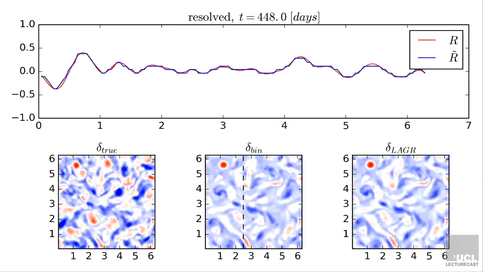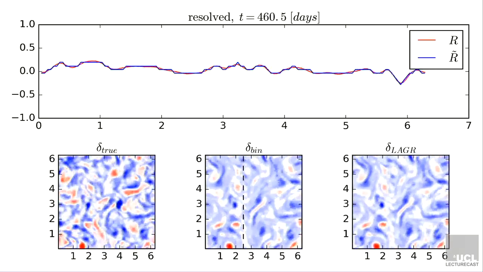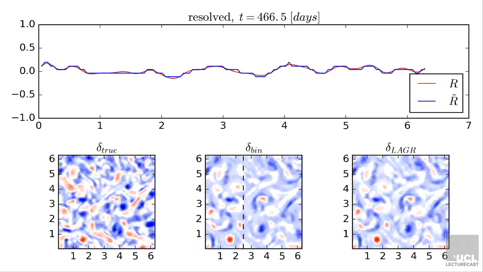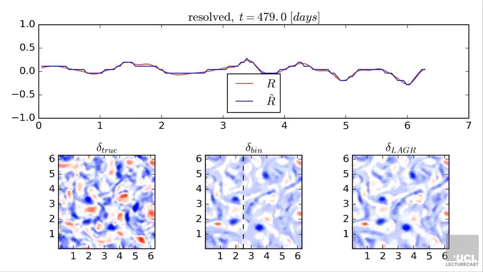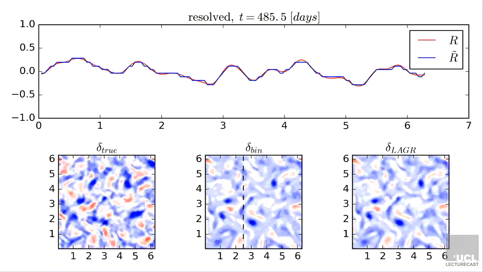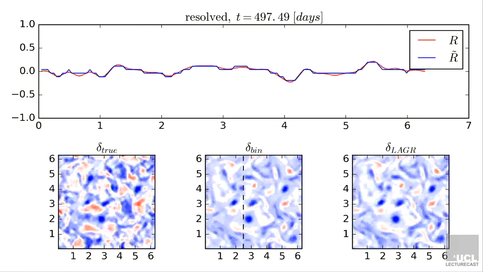And anyway, if you stare at it long enough, you will see that it's fairly similar. Certain structures are resolved in both velocity fields. For instance, these dark blue dots appear here as well. And in general, it behaves quite similarly to the actual data.